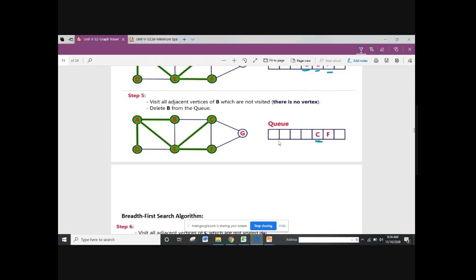So when C comes, now I am going to see what are the adjacent vertices of C. C: B is there, E is there, F is there, G is there. B is already visited. E is also already visited. And F is still in the queue. And the only vertex which is not there is G.